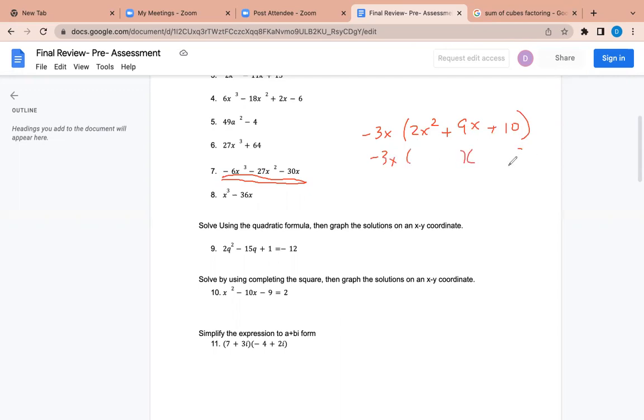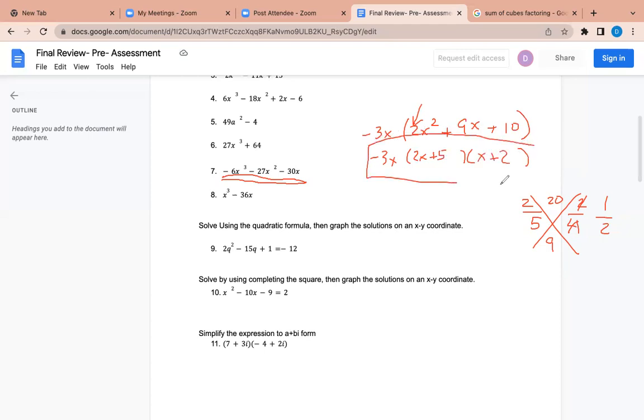And if you factor this, remember the x method, this would be 20, this will be 9. Two numbers that multiply to 20 and add up to 9 will be 5 and 4. But remember that this a is 2, so you have to put the 2 above both numbers. So this will be 1 over 2. This you can't simplify. So you have 2x plus 5 and x plus 2. And this is my factored equation.